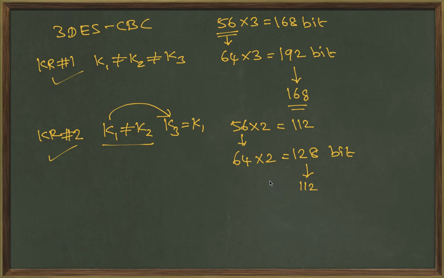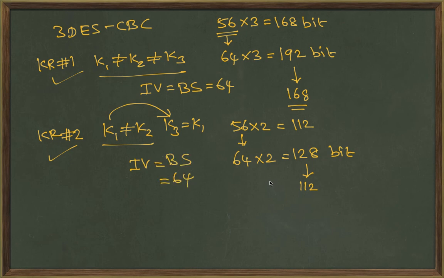of this. The key, you are taking 3 keys, but the IV is fixed. IV is always equal to the block size. What is the block size in triple DES? The block size is still 64 bits. Here also you are taking 2 keys, but the IV is fixed. IV is always equal to your block size, which is nothing but 64 bit.